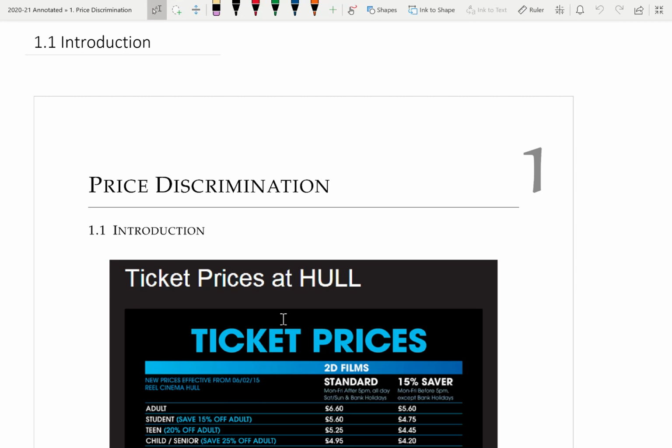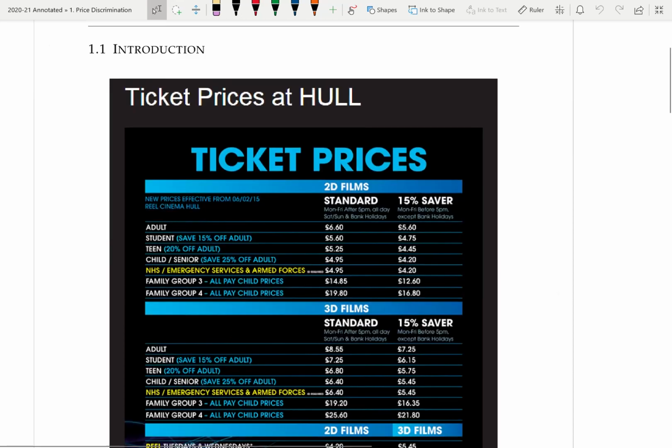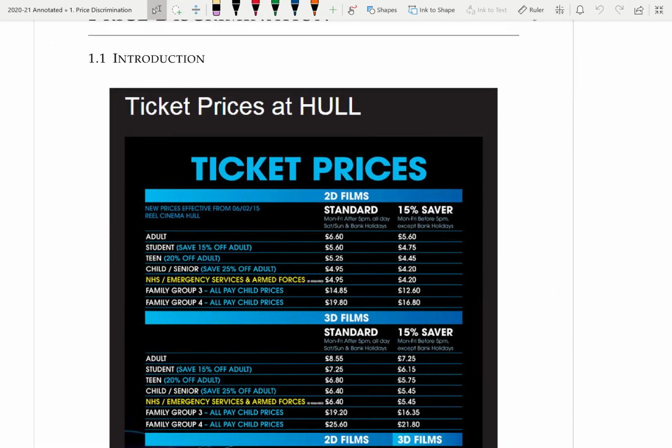In this video, I'm going to show you some examples of price discrimination. So the first example I have here is from Real Cinemas in Hull. Now these prices are old. Currently Real Cinemas just has one price for every movie, but they used to have some price discrimination.